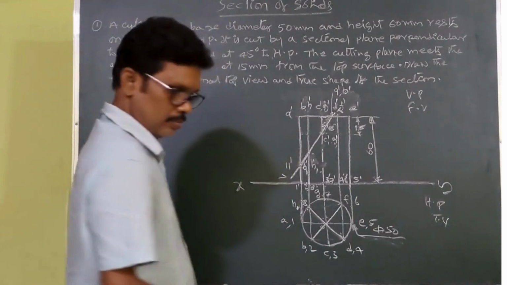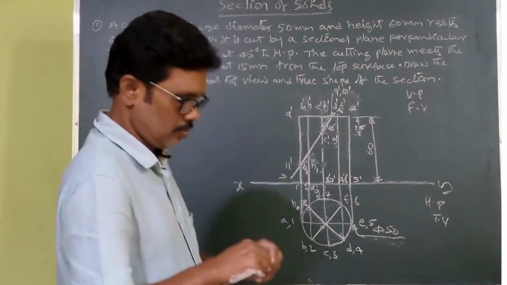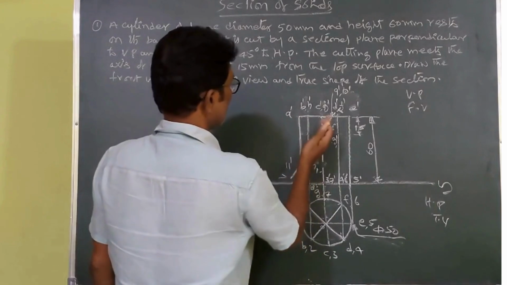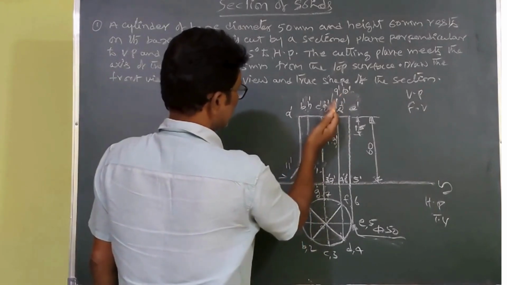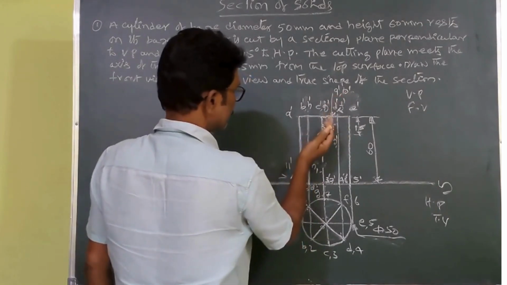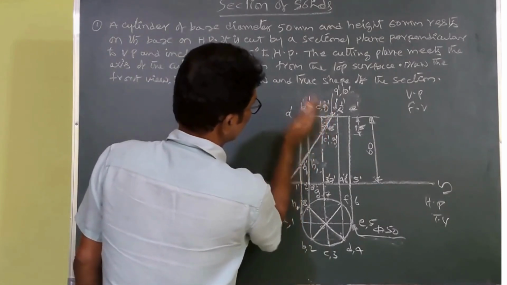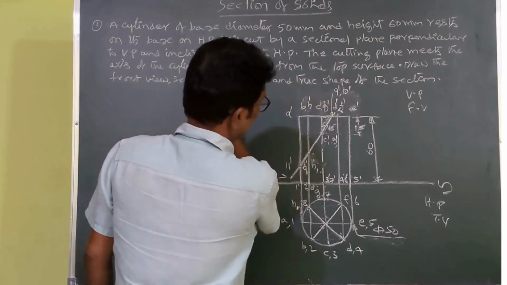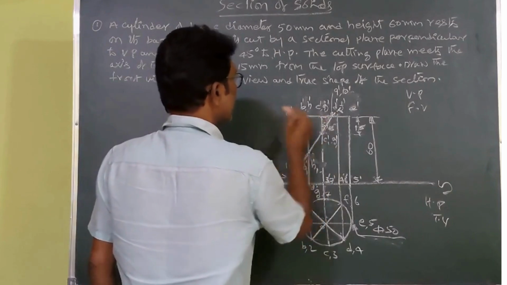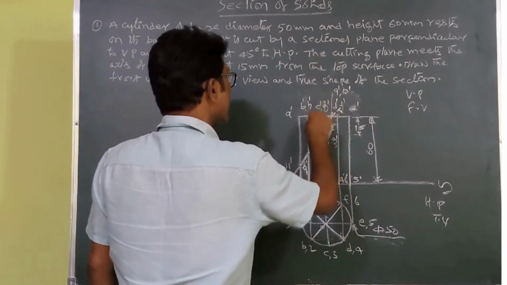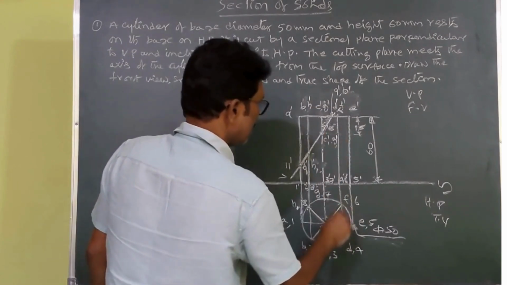Now we have to develop the top view when the plane cuts this cylinder. Please try to understand, this part is removed, this part is gone. You see in this direction what shape is appearing here. That shape is to be developed in the top view.